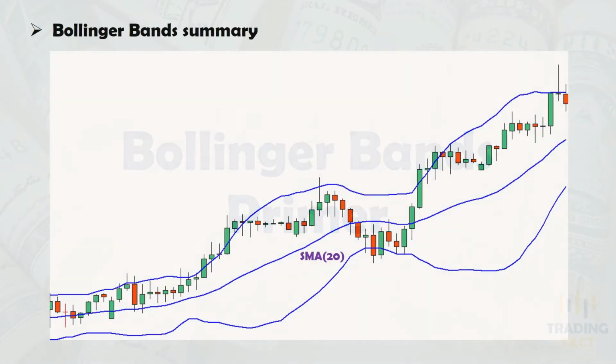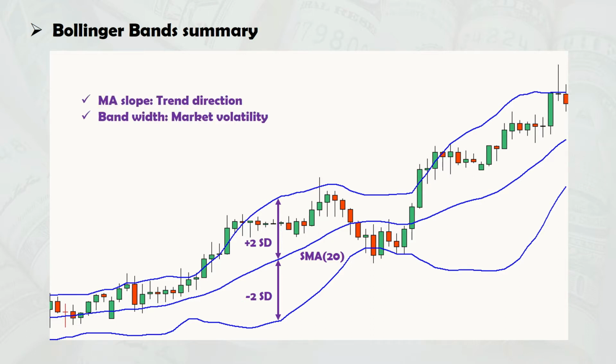Bollinger Bands consist of a 20-period simple moving average surrounded by a pair of upper and lower bands. These bands are placed at 2 standard deviations above and below the moving average. In the chart below, you can see how the bands elegantly convey market volatility and trend direction. The rising moving average indicates an uptrend, while the bandwidth measures market volatility.